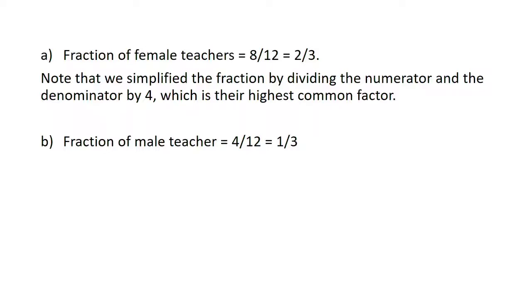And again, 2 is a common factor, but 2 is not the highest common factor. The highest common factor would be 4. So you divide 4 and 12 by the highest common factor, which is 4, and you obtain 1 over 3. And that is the fraction of male teachers at the school.